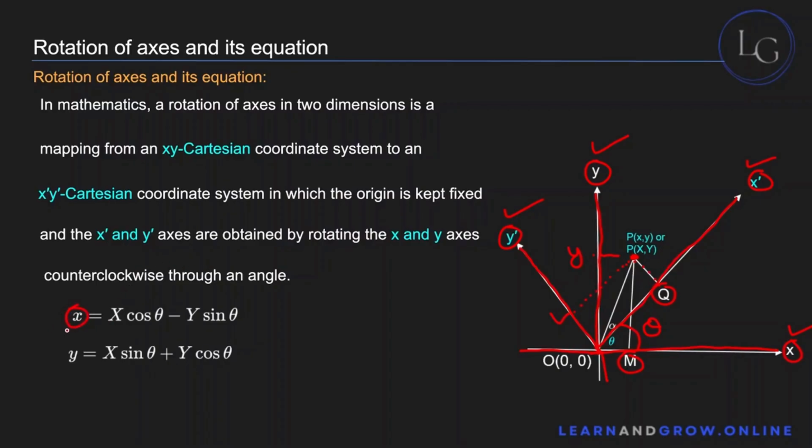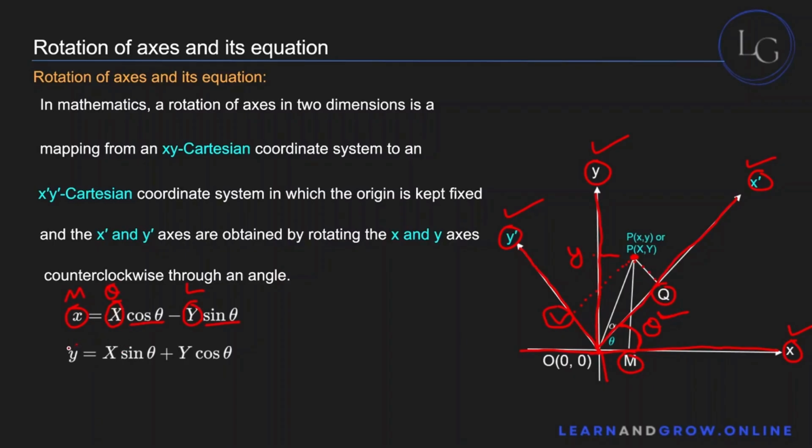You need to find the x value of this point in the old axis, in the original axis. So what you would do is take the new x value, which in this case is q. So q cos theta, the angle that you have translated the whole axis with, minus the new y value, which in this case is L. So L sine of the same angle theta. And this will give you the x value in the old axis, which in this case is m.